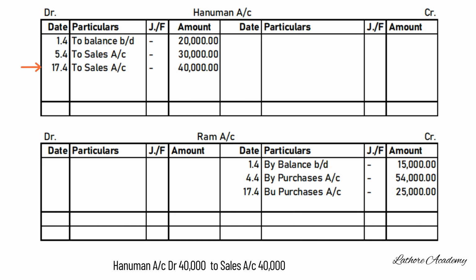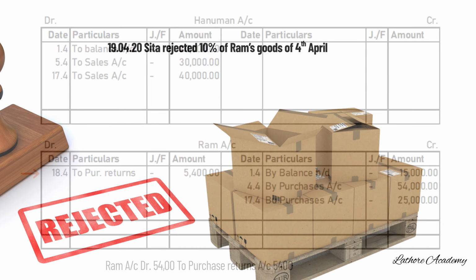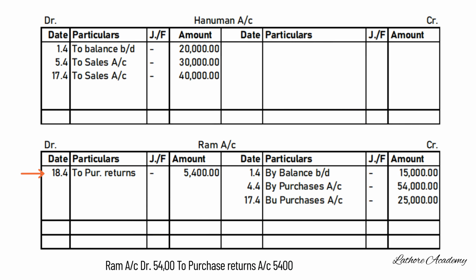Moving on to the next transaction, on 19th April, Sita rejected 10% of Ram's goods which was purchased on 4th April. The transaction which was done on 4th April on purchases was 60,000 minus 6,000, 54,000 rupees. Students, don't get confused. 10% of the goods should be valued at 54,000 and not at 60,000 because 54,000 is the net purchase value. So the journal entry will be purchases account has to be reversed by crediting purchase returns.